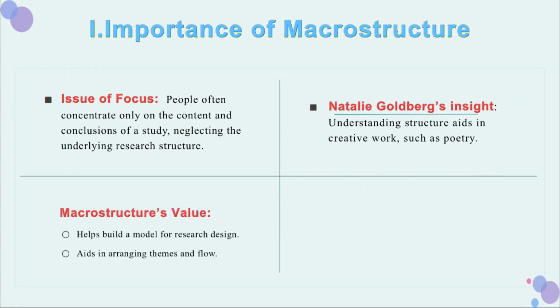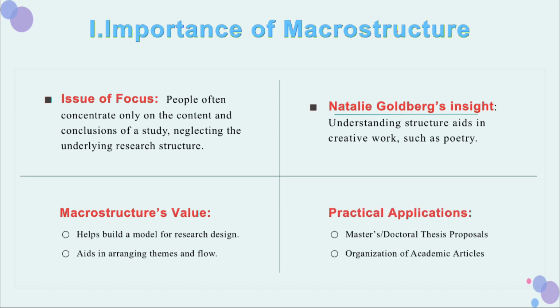This takes us to the value of microstructure, which is having a roadmap for research. It helps us build a model for research design and aids us in arranging themes and flow. And finally, its practical applications. If you are writing a master's or doctoral thesis proposal, a good structure is very important. When we are writing academic articles, a clear structure makes it easier for everyone to understand. In short, what we say in research is important. How we say it, the structure, is just as crucial.